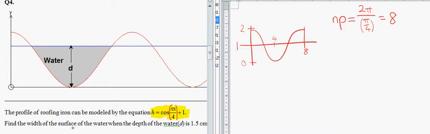Right, we want to find the width of the surface of the water when the depth of the water is 1.5 centimetres. I can see that that's D there, the depth. So from the bottom up to 1.5 centimetres. And we want the width of the water at the top there, so the length there. So we're going to need to find that x value and that x value there.